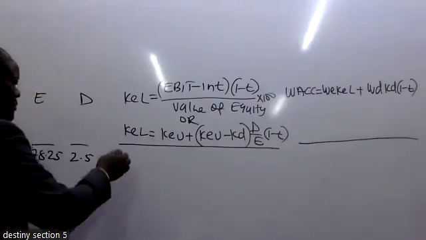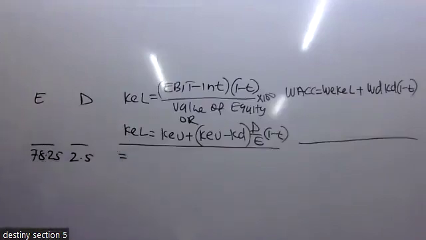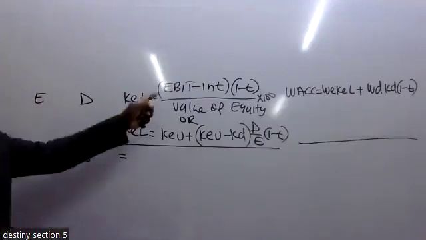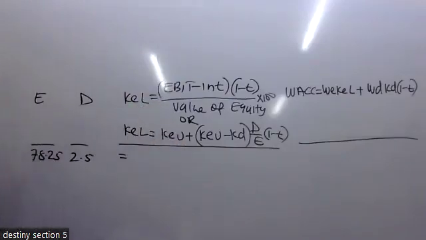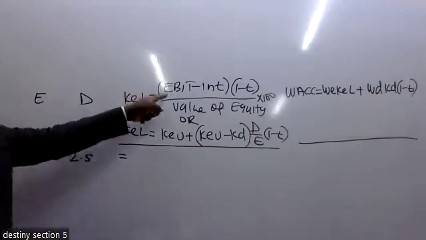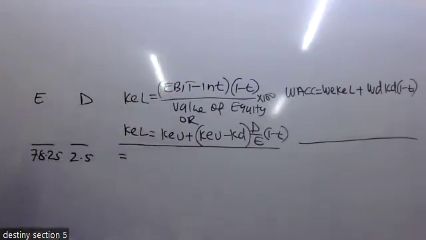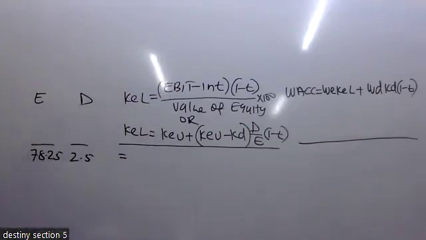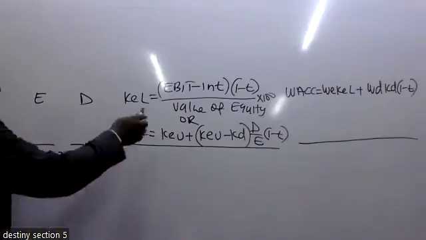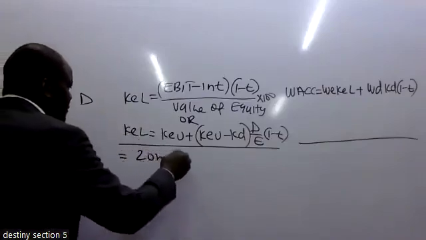So now we come to this part, KEL. We can either use this formula or this, and I'm going to confirm them for you. Starting with this first one, the question had given you earnings before interest and tax. What was there as the earnings before interest and tax? You remember the 20 million? Yes, so earnings before interest and tax is 20 million.